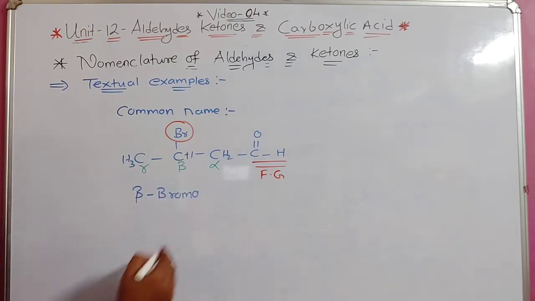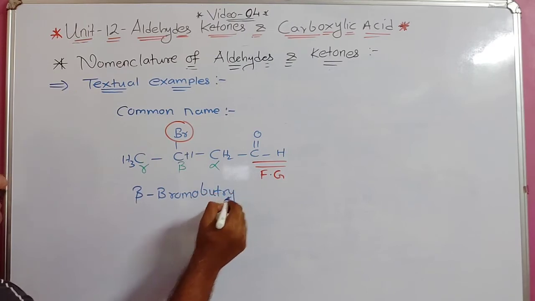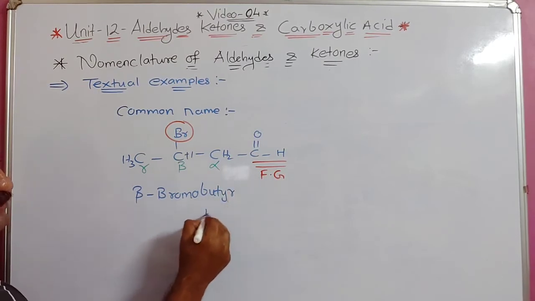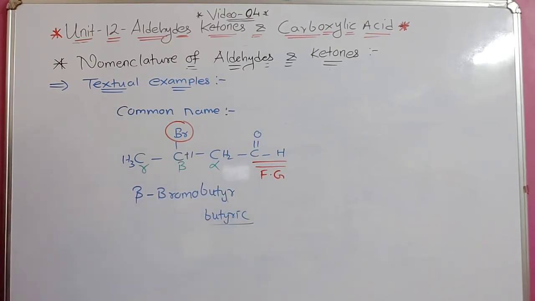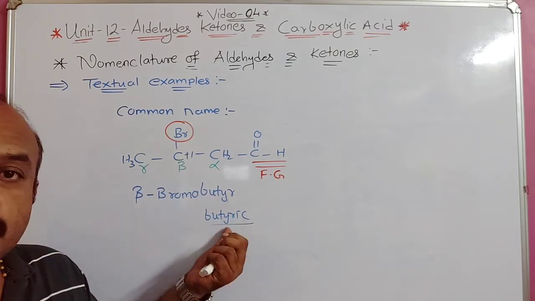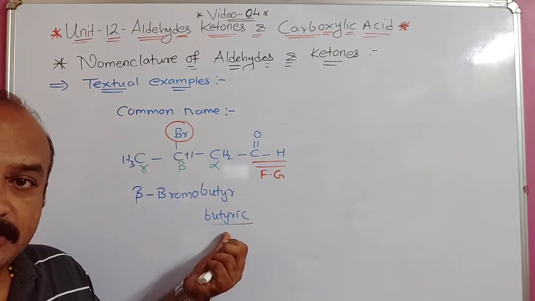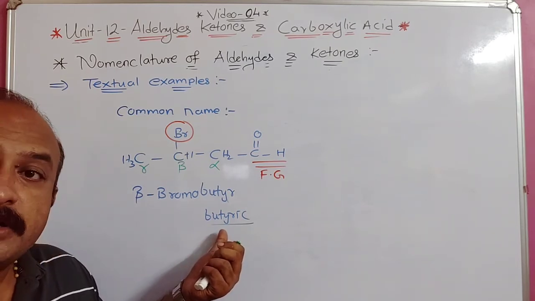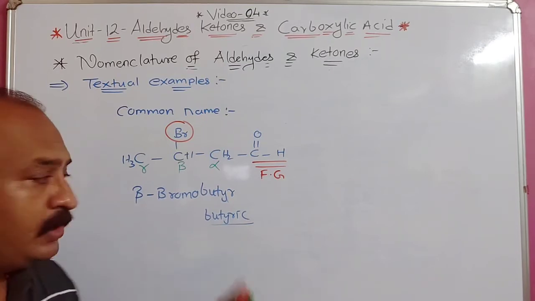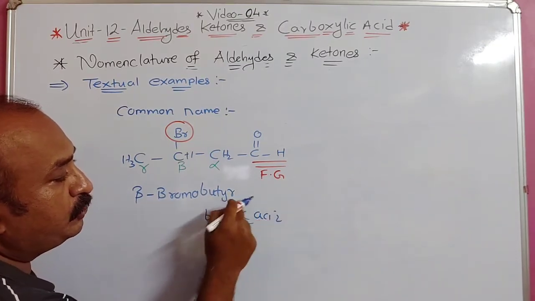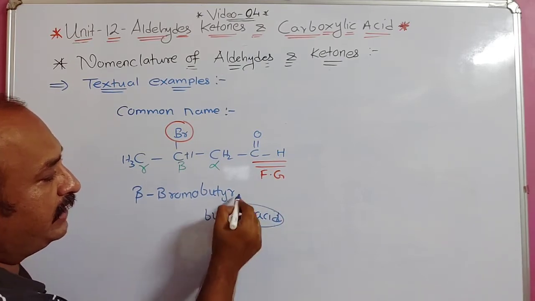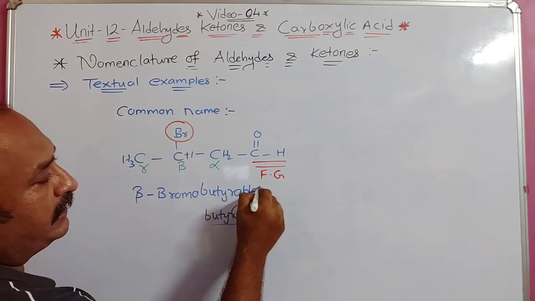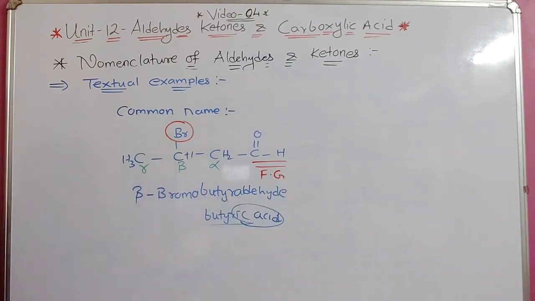butyr. We have butyric acid, from butyrum, a Latin or Greek word meaning butter. From butter we get this acid, butyric acid. So butyr is used, IC acid is removed, and what is added? Beta bromo butyr, and then we add aldehyde. This is how the name is given.